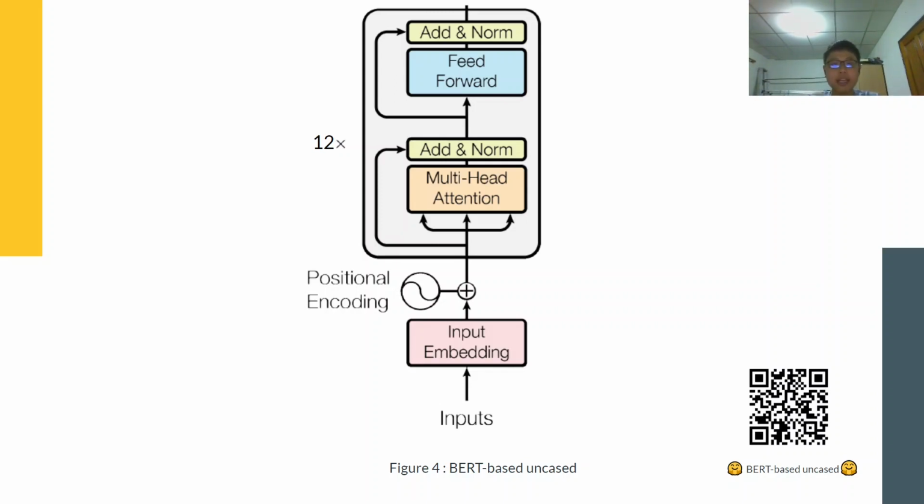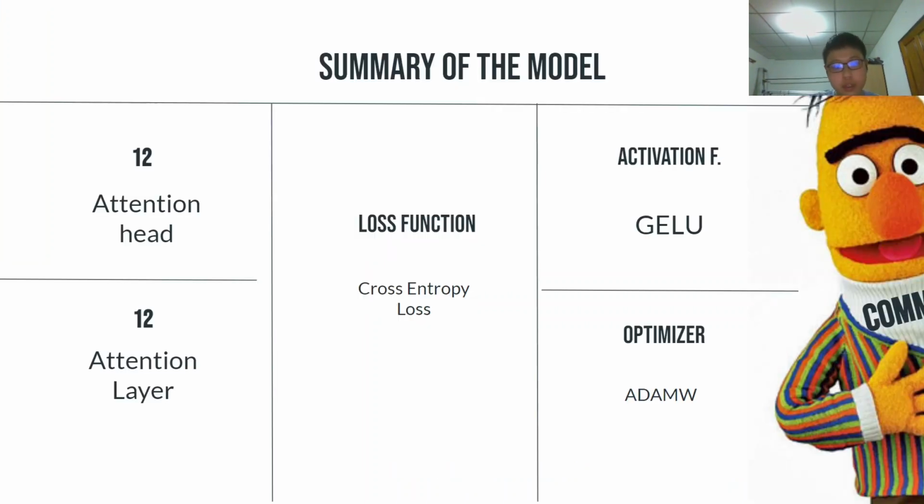And here is what the architecture looks like. You may be wondering what each input is and what functions like multi-head attention look like. That's okay, because I will explain them later in a simple way. Here are the parameters and summary of how this pre-trained BERT model was trained. First of all, they use cross entropy as the loss function, GELU as the activation function, and AdamW as the optimizer.